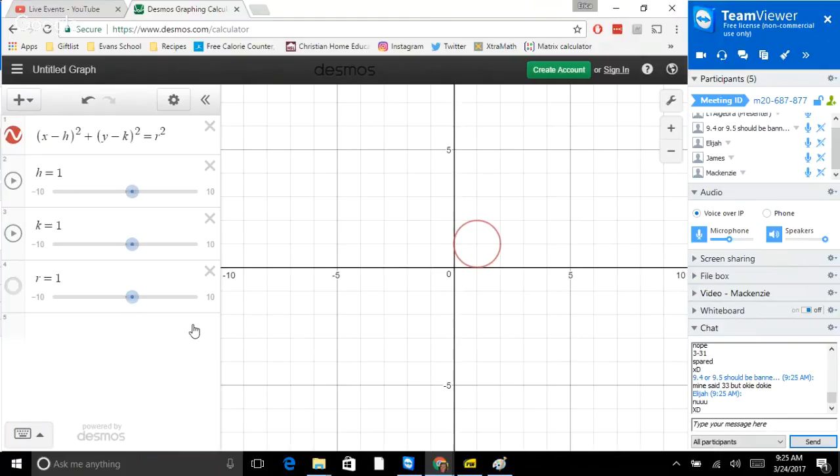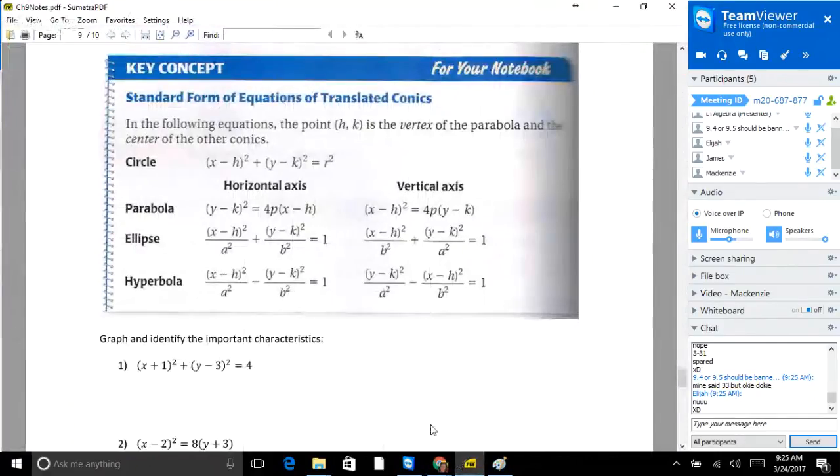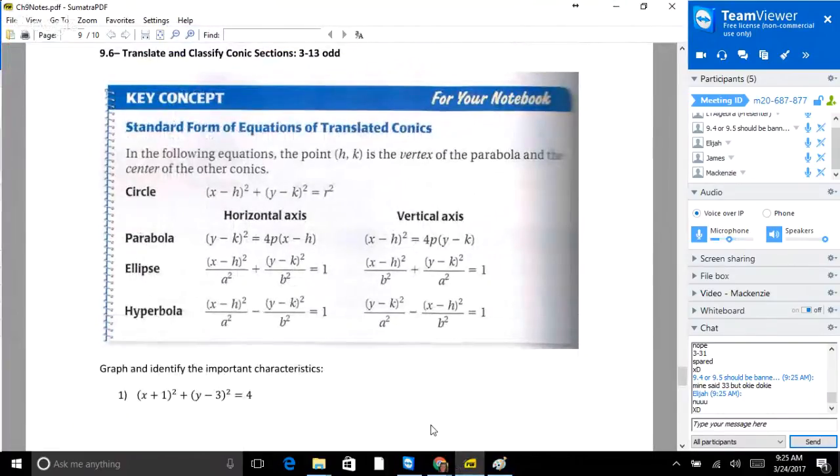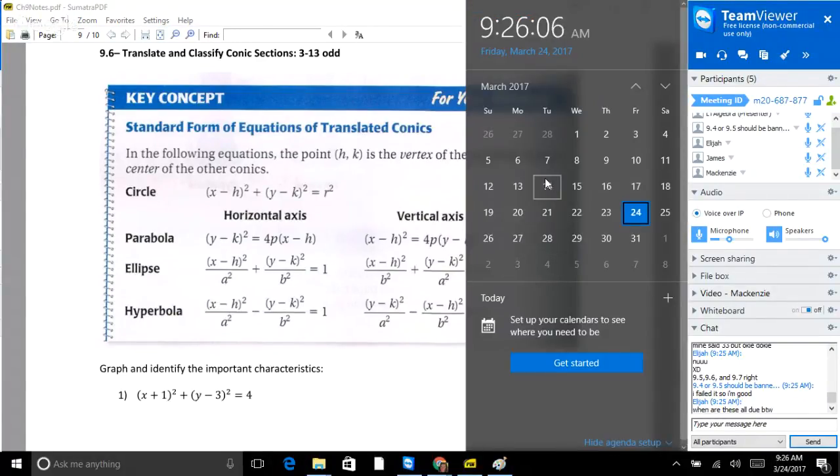Okay, so we are in section 9.6. We definitely want to use today to go over 9.6 because this section is called Translate and Classify Conic Sections. Elijah asked when all those are due. They are not due this Monday, they'll be due the following Monday. I was hoping to wrap up chapter 9 today, but I don't expect you to finish all your chapter 9 homework this weekend. So you have until April 3rd.